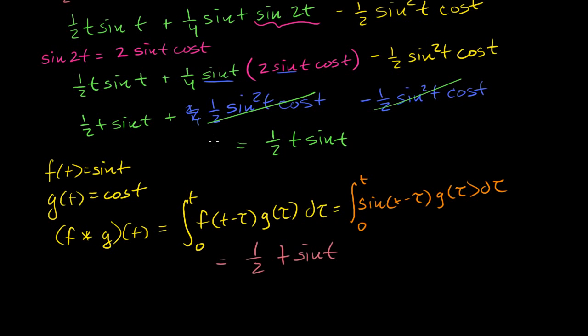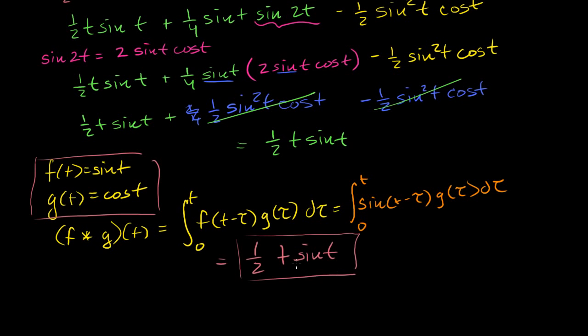And the whole reason why I went through all of this mess, bringing out the neurons that had the trig identities memorized or having to reprove them, is to just show you that this convolution, it is convoluted and it seems a little bit bizarre, but you really can take the convolutions of actual functions and get an actual answer. So the convolution of sine of t with cosine of t is 1/2 t sine of t. So hopefully you have a little bit of hands-on understanding of how the convolution can be calculated.